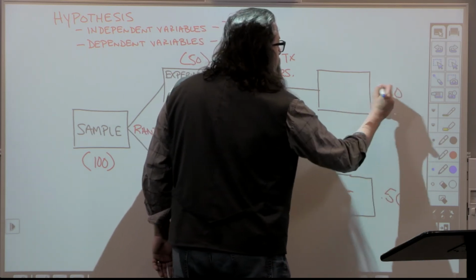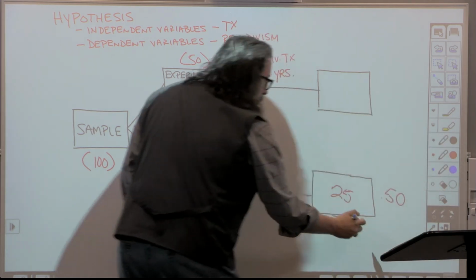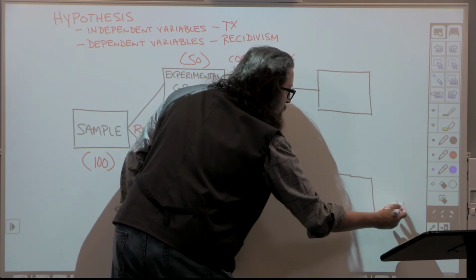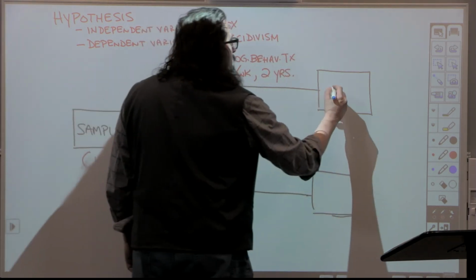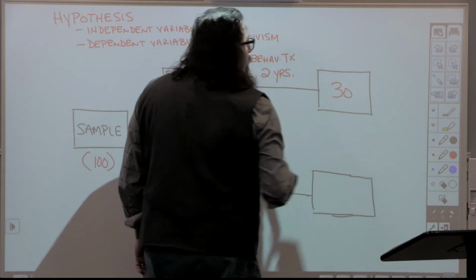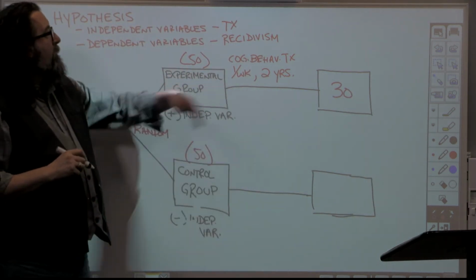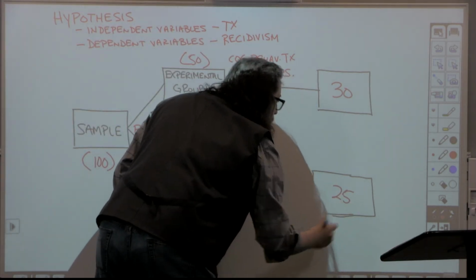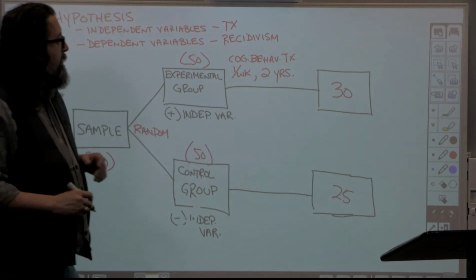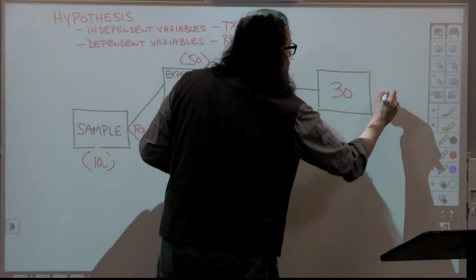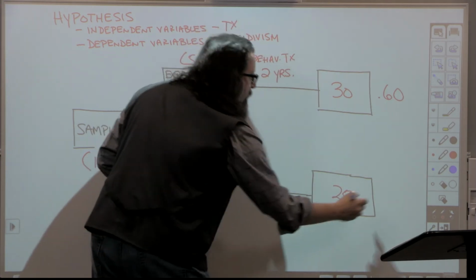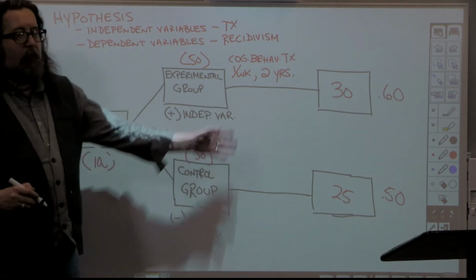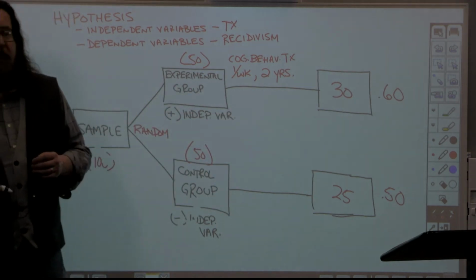Let's use another possible outcome. Let's say, for example, that 30 offenders from the experimental group reoffend, and we'll go back and use the same number we just used, 25 reoffend from the control group. Again, 30 out of 50 is a rate of 0.6, whereas we have a rate of 0.5 down here. Could the experiment turn out this way? Of course it could.